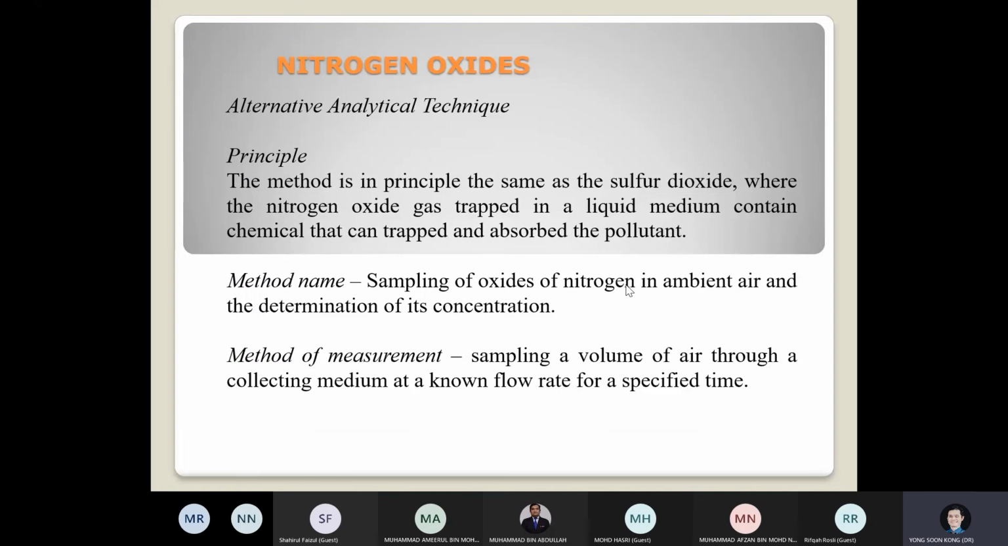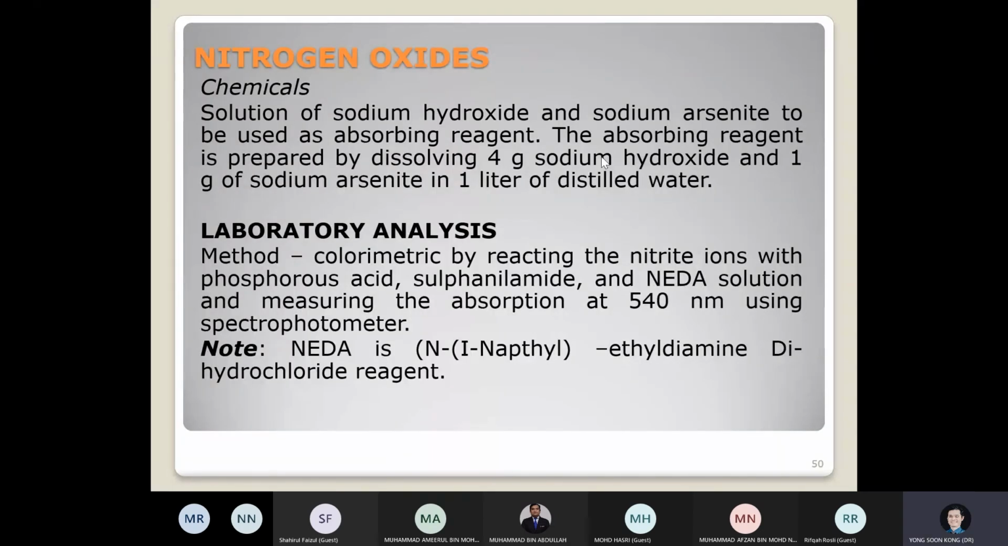Well, there is another alternative method, by trapping using chemicals and measuring later. In this method, we use a combination of sodium hydroxide and sodium arsenide to absorb nitrogen oxides. Once this is absorbed, it will then be mixed with another reagent. This reagent will give a color. It will be mixed with phosphoric acid, sulfanilamide, and also NADA. Now NADA means N-1-naphthyl ethylenediamine dichloride. It's a long name, so that's why they call it NADA.